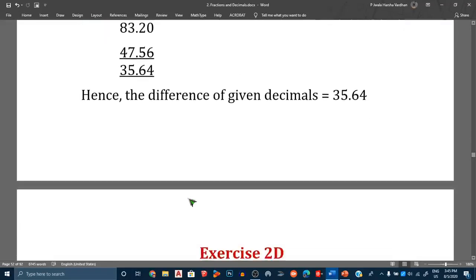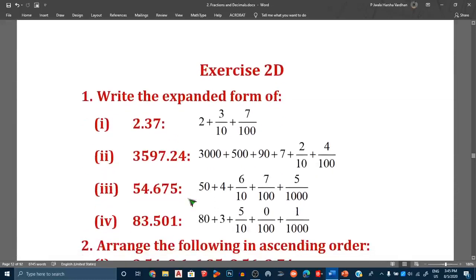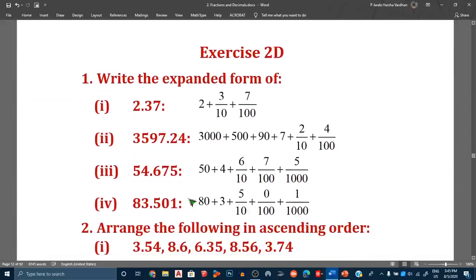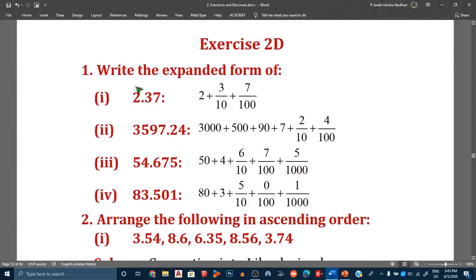Okay, so this is the procedure of subtraction. Now this is exercise 2D. So write the expanded form of 2.37. So already I explained, you can write 2.37 in the form of decimal. Here it is the direct form.